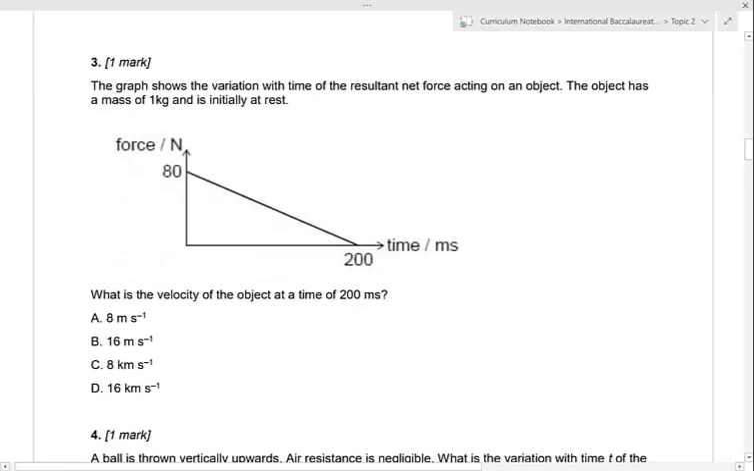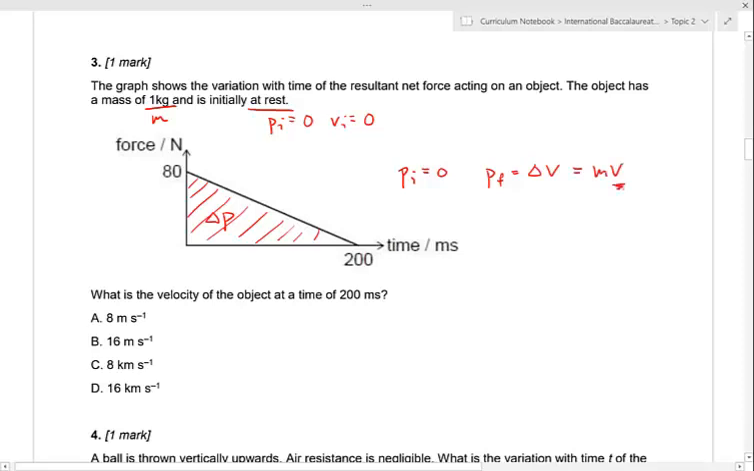Question 3, the graph shows the variation with time of the resultant net force acting on an object. The object has a mass of 1 kilogram, so that's mass is given, and it's initially at rest. So we can say Pi equals 0 and Vi equals 0. What is the velocity of the object at the time of 200 milliseconds? So here we have delta P in a force-time graph is the area under the graph. So Pi equals 0. So Pf is equal to delta P, and that's also equal to mv, because we're trying to find the velocity, right?